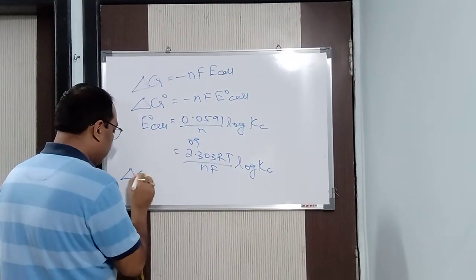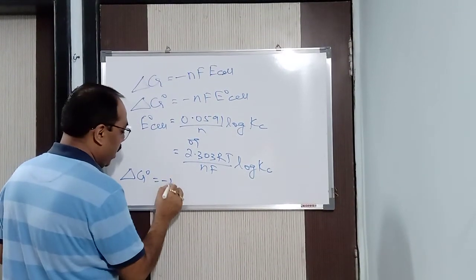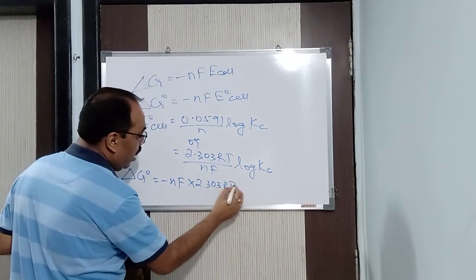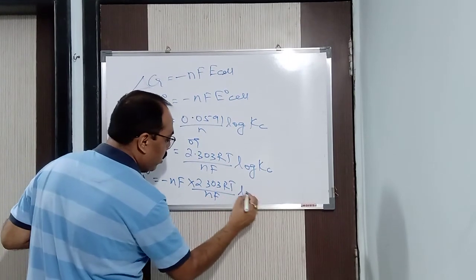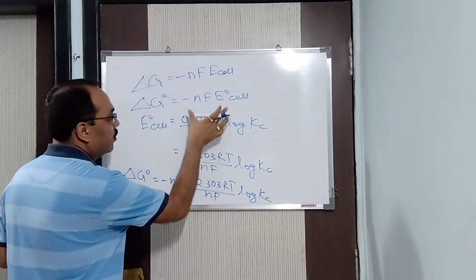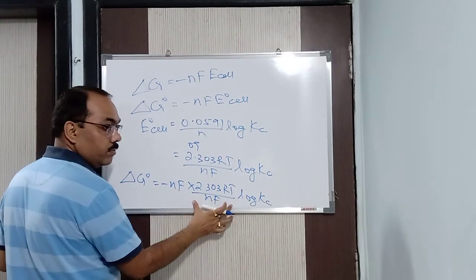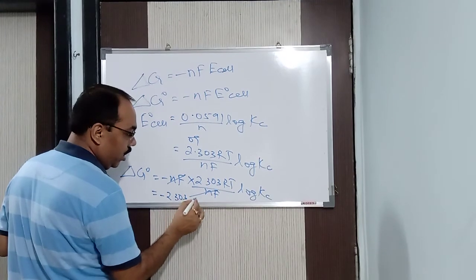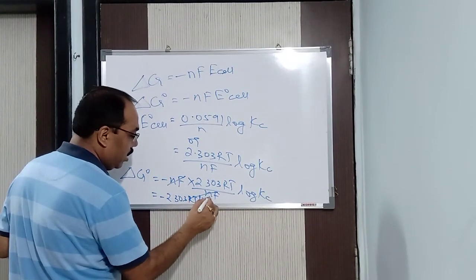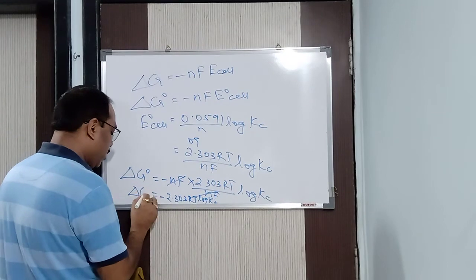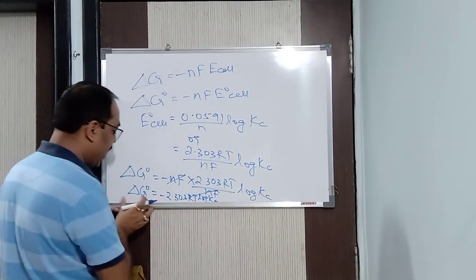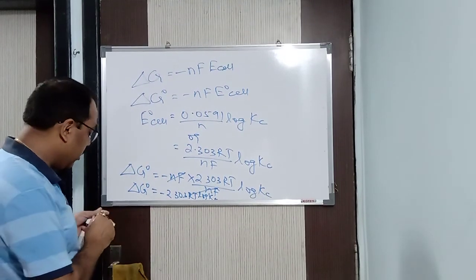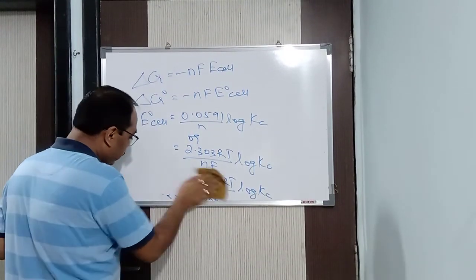Now you put it here. Delta G naught is equal to minus nF into 2.303 RT by nF log Kc. See, instead of E naught cell I have put this value. nF cancels, and what you get is minus 2.303 RT log Kc. So this is the relationship between the equilibrium constant and Gibbs free energy. In this way we can get the relationship. This is another one.